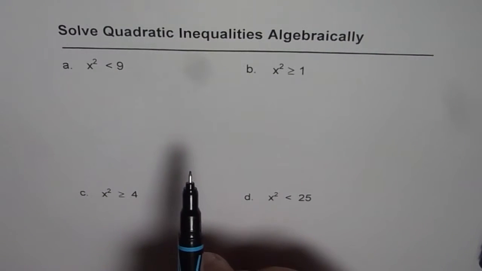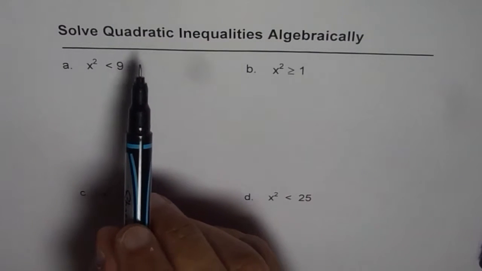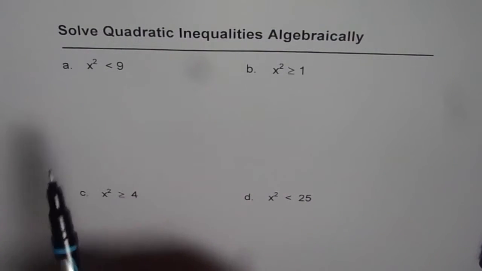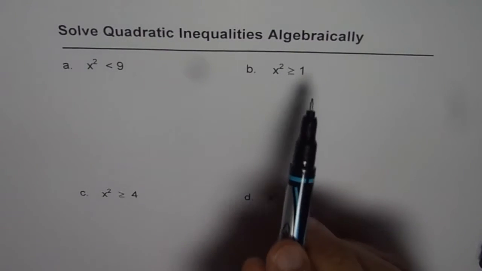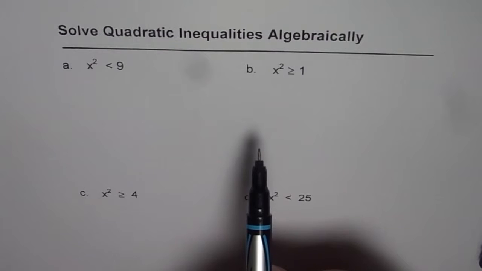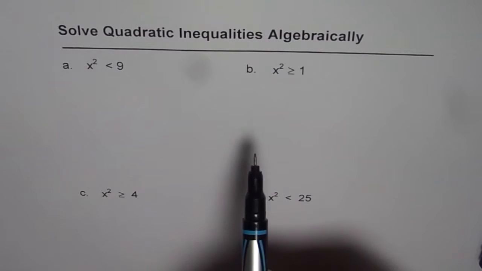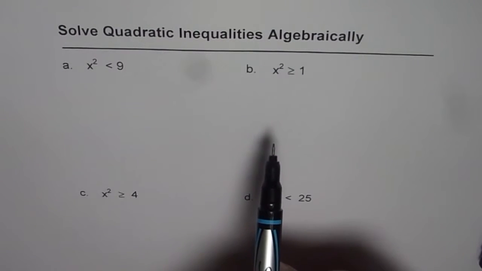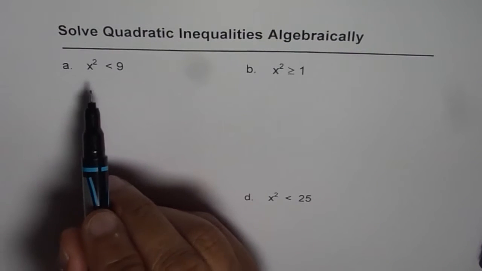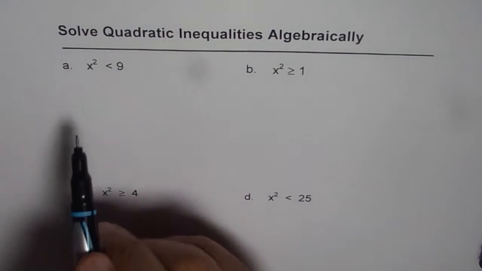The idea is to understand that in quadratic inequalities, when we have a less than sign, what kind of result are we expecting? And when we have a greater than or equal to sign, what kind of result do we get, right? So that's the whole idea. Keep a focus on that, and then we'll move on and do similar questions. So let's start with x squared less than 9.